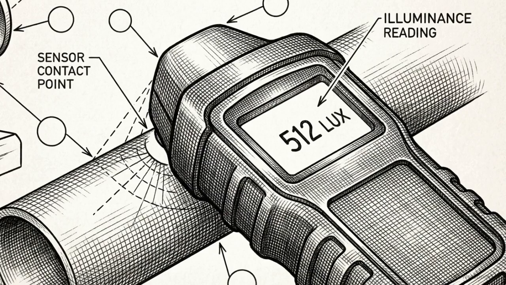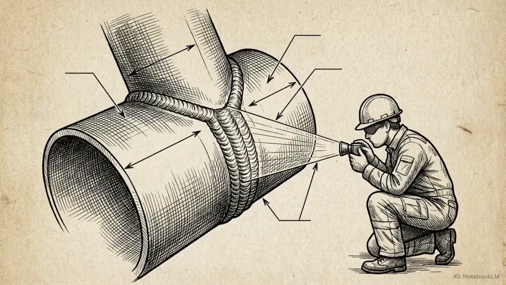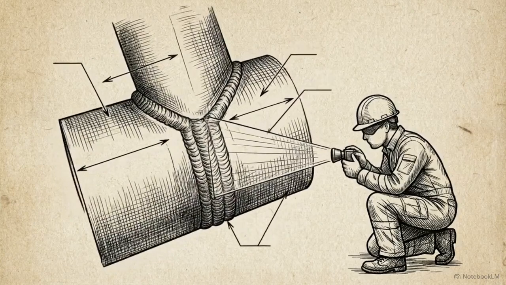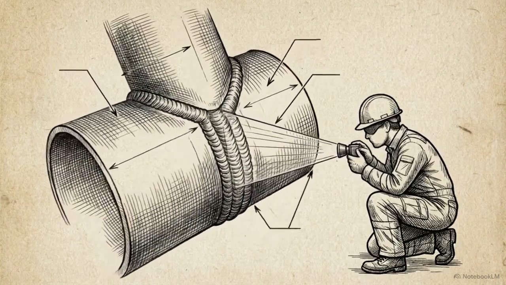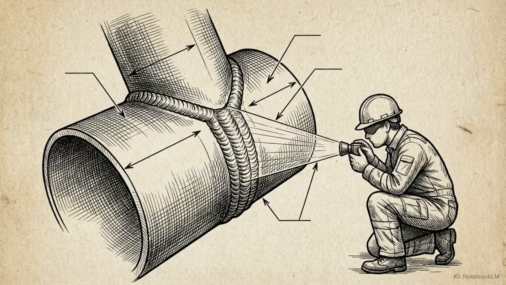Even the environment is regulated. To perform a valid VT, the surface must be illuminated by a minimum of 500 lux, and the inspector's eye must be within 600 millimeters of the steel. VT is the ultimate quality gateway. Deploying expensive, radiation-based diagnostic tools is a waste of time and budget if the weld fails basic visual geometry.